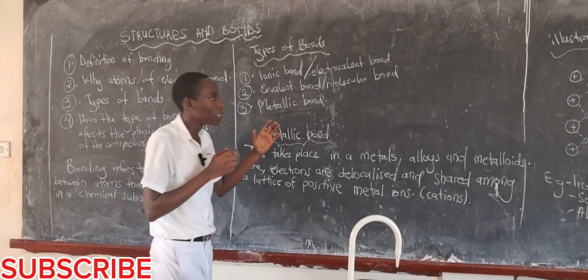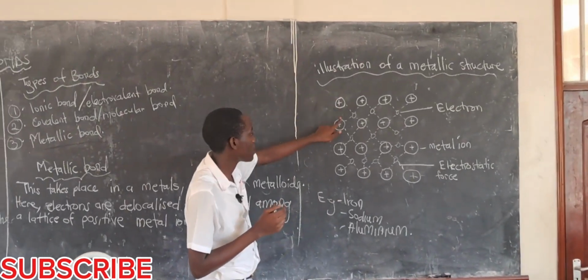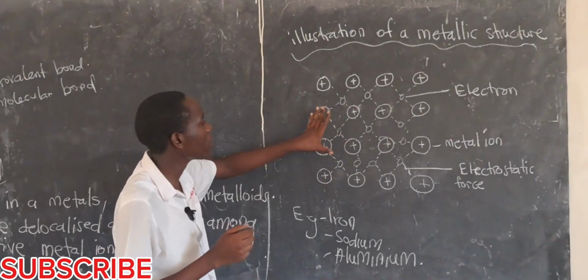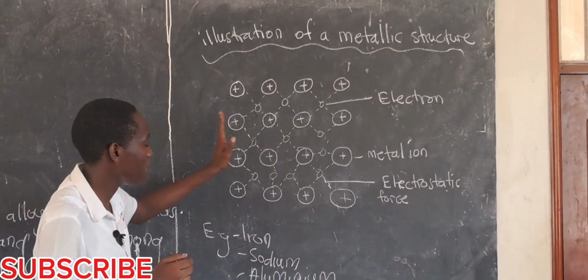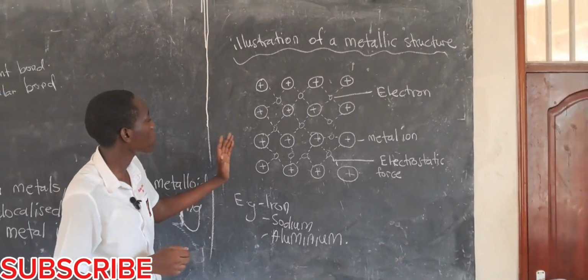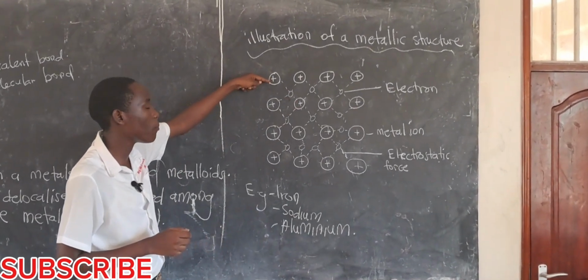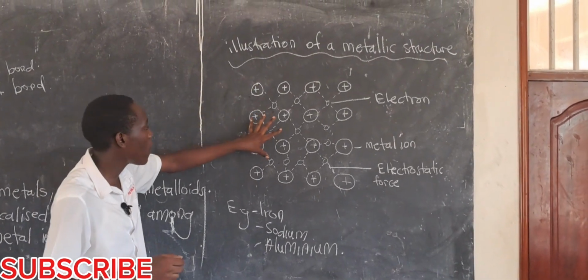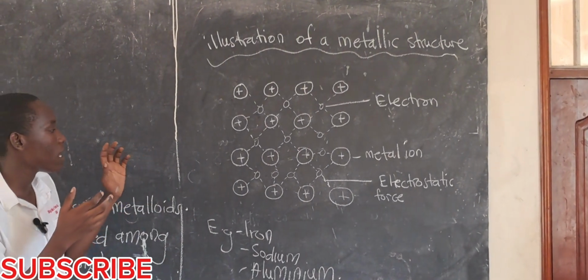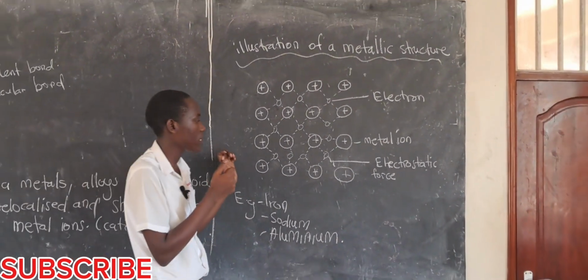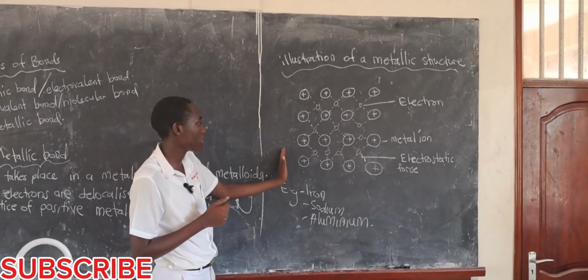When you look at this metallic structure, these are the cations, the metal ions, and these are the electrons. Now these electrons are freely moving. They are delocalized. They don't have a specific place; they just move around the metallic structure. They are being attracted to these metal ions, which are positively charged. When they are attracted, they form what we call a strong bond, which is formed from the electrostatic forces of attraction, forming a very hard and strong metallic structure, as you can see.